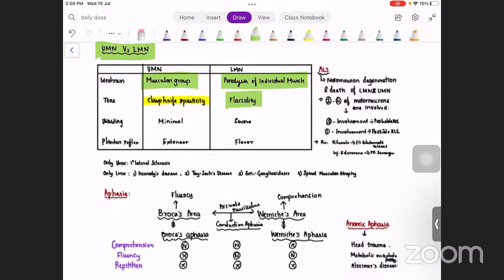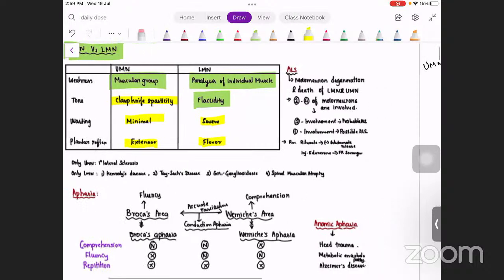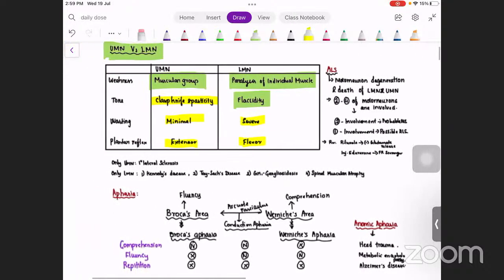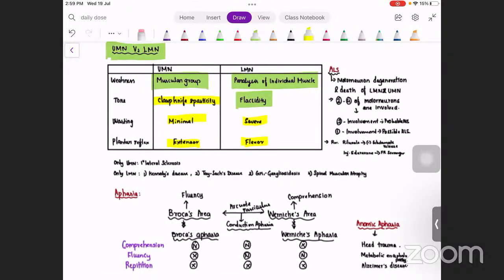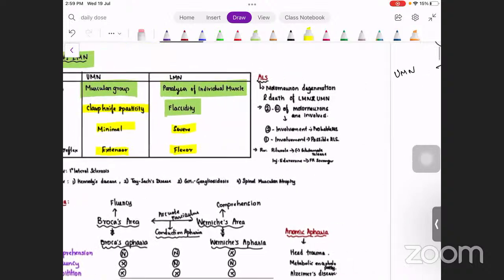Apart from that, wasting of muscle is minimal in the upper motor neuron, while it is severe in the lower motor neuron. The plantar reflex is extensor in the upper motor neuron and flexor in the lower motor neuron. That is the Babinski sign. So on the plantar reflex, the great toe will extend in upper motor neuron lesions, and the toe will be flexed in lower motor neuron lesions.